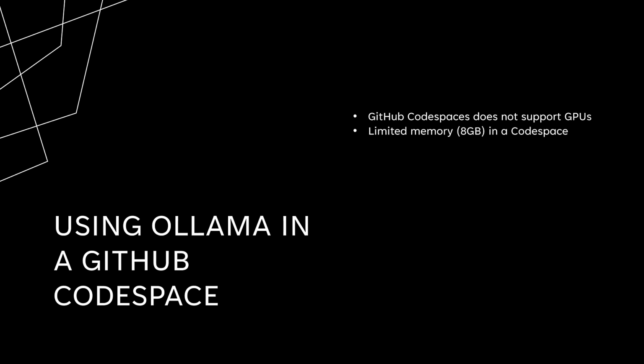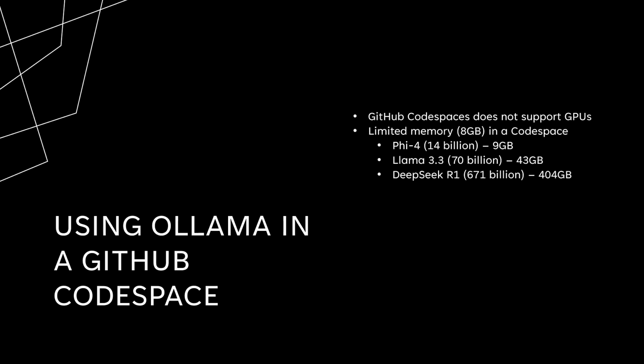Secondly, we are working with a limited amount of memory, 8 GB in the smallest codespace. By contrast, the 14 billion parameter Phi-4 model from Microsoft is 9 GB. The 70 billion parameter Llama 3.3 model from Meta is 43 GB, and the DeepSeek R1 model with 671 billion parameters is 404 GB. Therefore, we are going to have to restrict ourselves to very small models, just a few billion parameters or less, to be able to effectively use Ollama in a codespace.